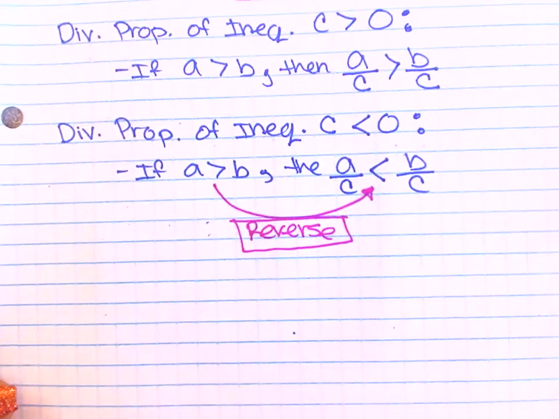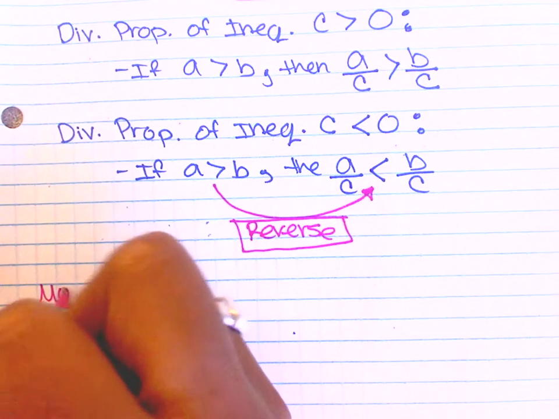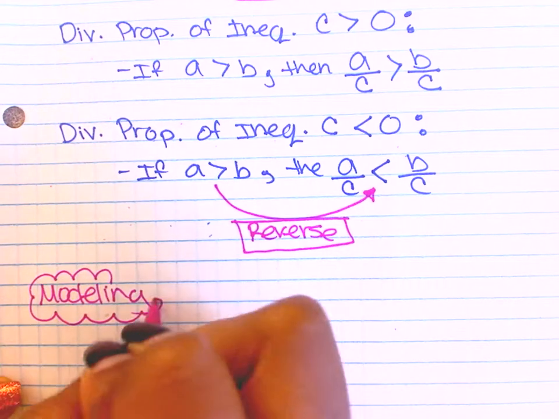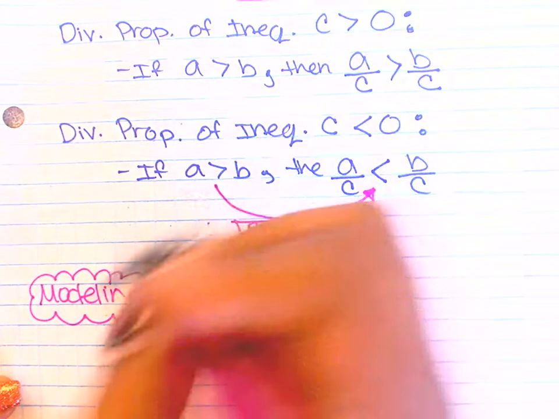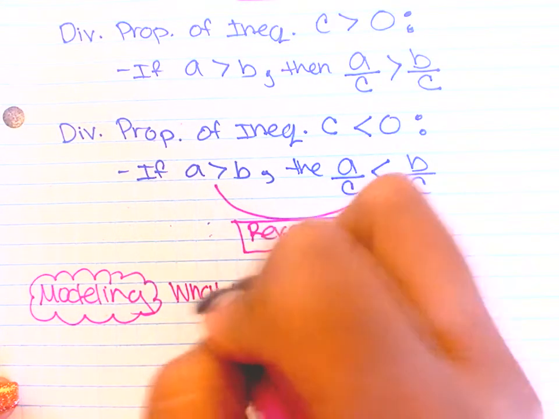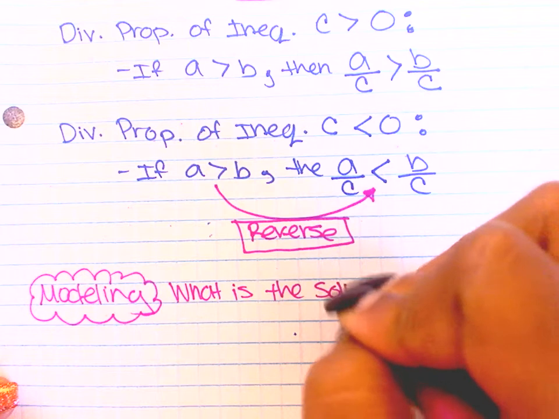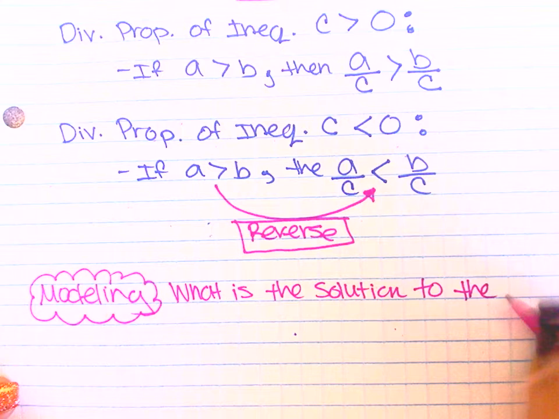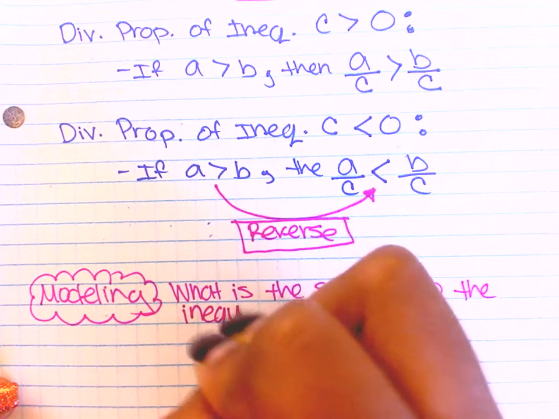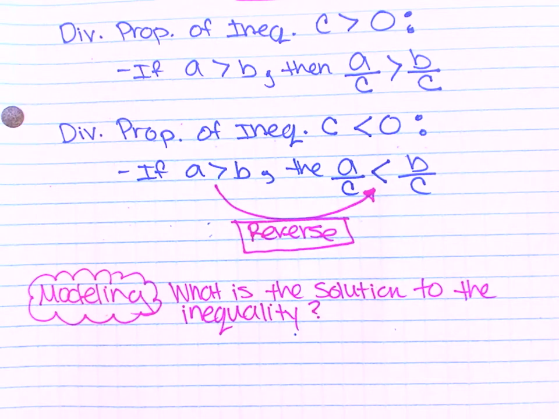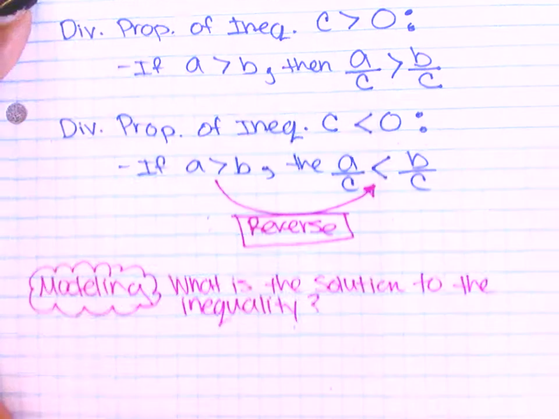Awesome. All right, then modeling. Let me show you how it's done. In modeling, you're going to get the direction that states what is the solution to the inequality. Please write down the directions so that you know what the directions are going to look like on your homework. What is the solution to the inequality?